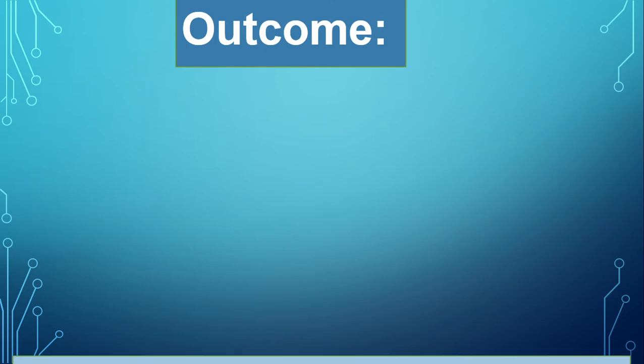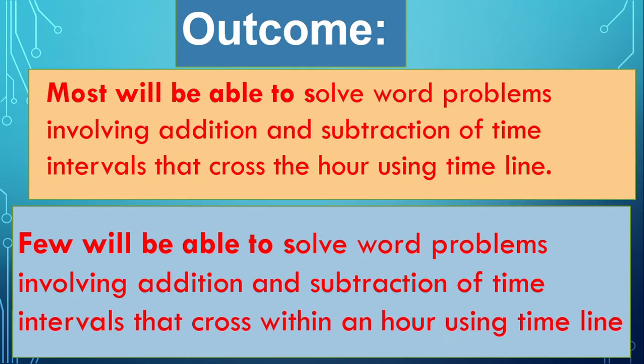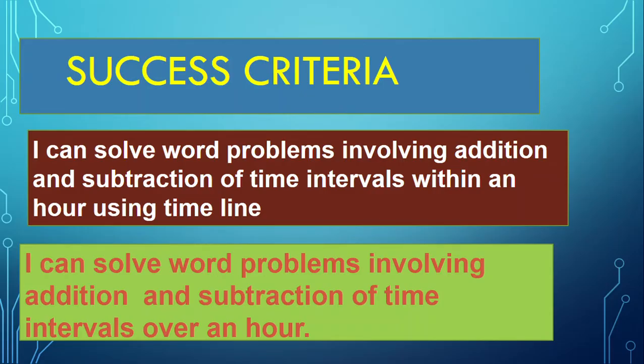And the outcome will be most will be able to solve word problems involving addition and subtraction of time intervals that cross the hour using timelines. And few will be able to solve word problems that cross within an hour using timelines within an hour. The success criteria: I can solve word problems involving addition and subtraction of time intervals within an hour using timelines, and I can solve word problems involving addition and subtraction of time intervals over an hour.